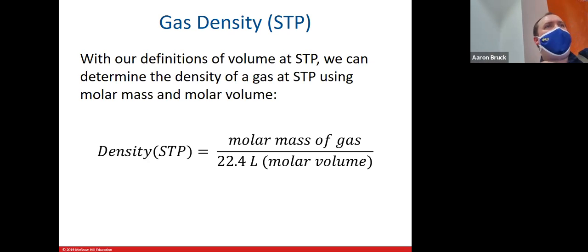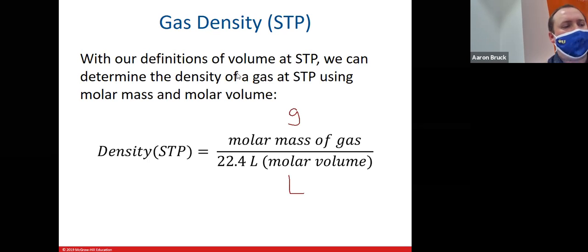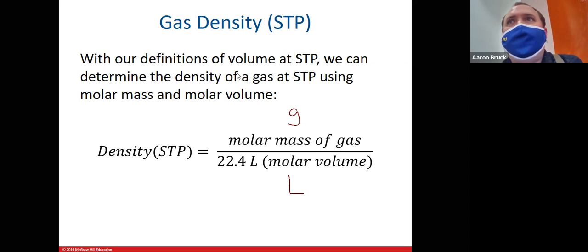And if I put them against each other, divide them by each other, what I end up with is a unit, grams over liters, which for gases is the standard unit of density. Again, grams and liters are used for density because the gas particles are so far apart from each other, as opposed to grams per milliliter, which is what we usually see for solids and liquids.